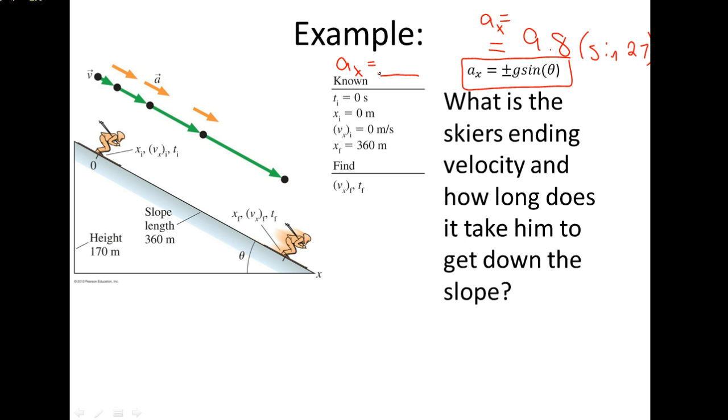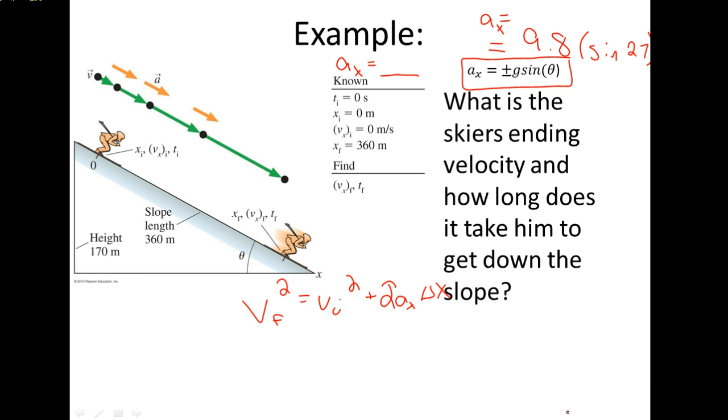The top one looks like a good option at first, but I don't have a delta t, and so I know that I'm going to have to use that v final squared is equal to v initial squared plus 2 times acceleration times delta x. There we go. And I'll let you solve that out.